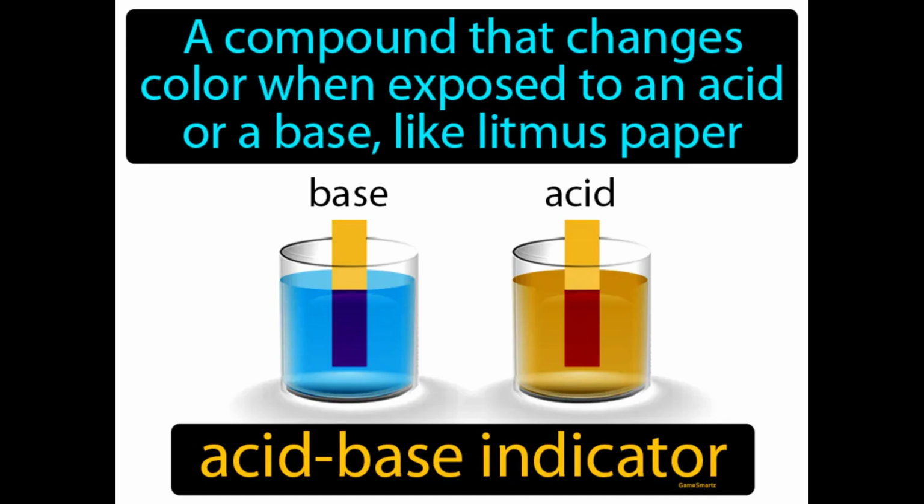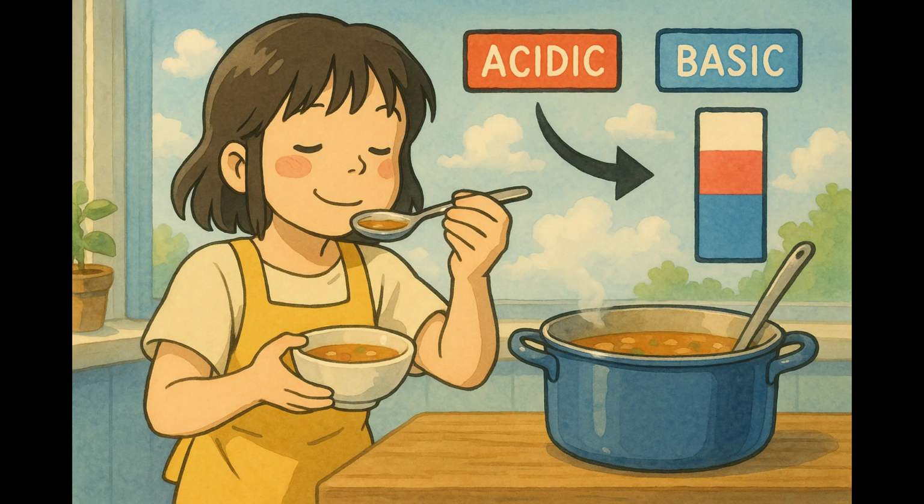A compound that changes color when exposed to an acid or a base, like litmus paper. Acid-base indicator. An acid-base indicator is a substance that helps identify whether a solution is acidic or basic by changing color. Imagine you're trying to determine whether a pot of soup is too salty or not salty enough just by tasting it. Just as your taste buds help you detect the saltiness level, an acid-base indicator like litmus paper helps detect whether a solution is acidic or basic by changing color.